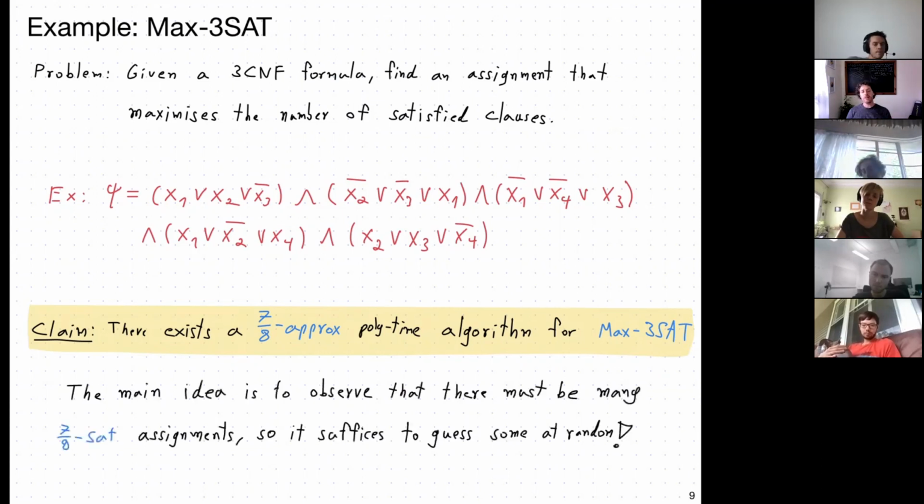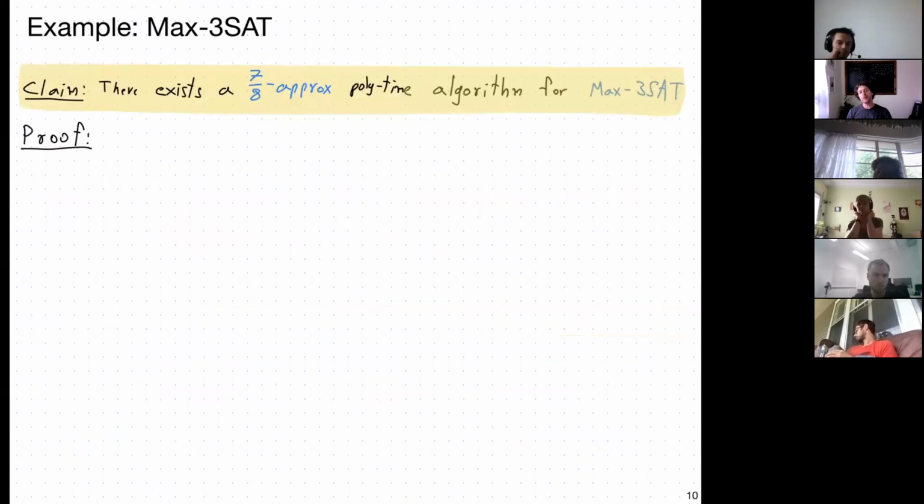So the main idea, we made this observation: first, every formula has an assignment that would satisfy 7/8 of the clauses. And we see that there are actually lots of them, so it suffices to choose a small number at random. So let me try to convince you that there exists this approximation algorithm.